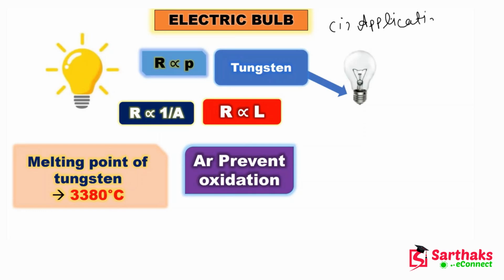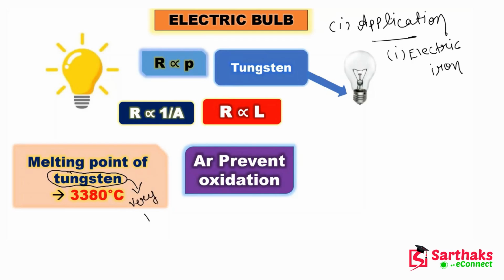The application of electricity. We have also seen the electric iron. Now, this is another application, and that is the electric bulb. So what happens? Basically, in a bulb, we use the metal tungsten. So this tungsten has a very high melting point.